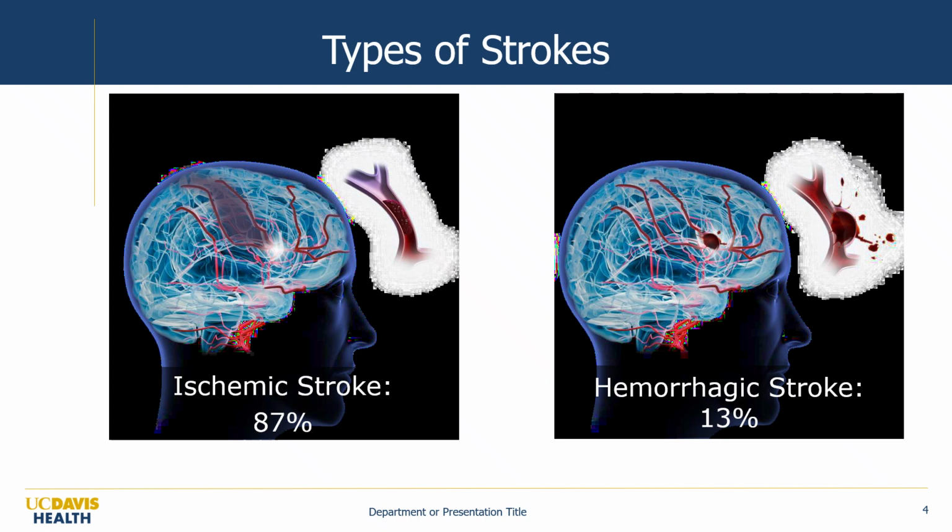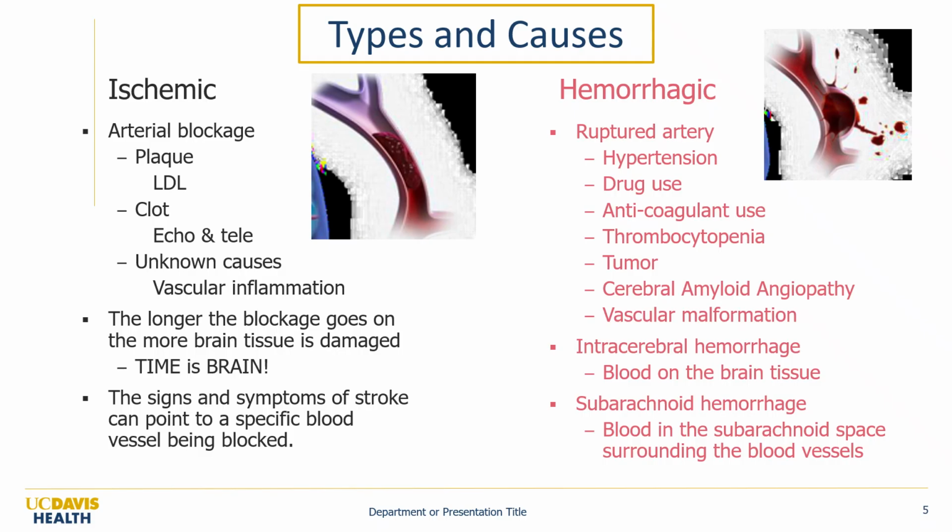Hemorrhagic strokes can be further divided into 2 categories, intracerebral or intraparenchymal hemorrhage, which is where the blood leaks onto the brain tissue. The second is subarachnoid hemorrhage, where there is blood in the subarachnoid space. In ischemic strokes, there is an arterial blockage that can be caused primarily by plaque from high cholesterol, a clot from things like atrial fibrillation, if patients are off anticoagulation or not diagnosed yet, or a combination of the 2.